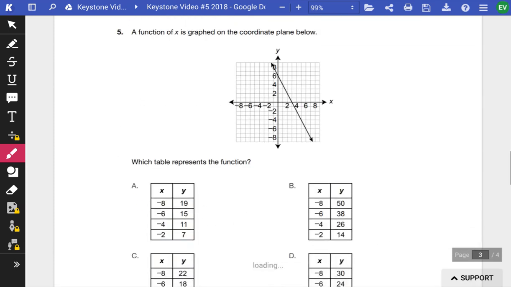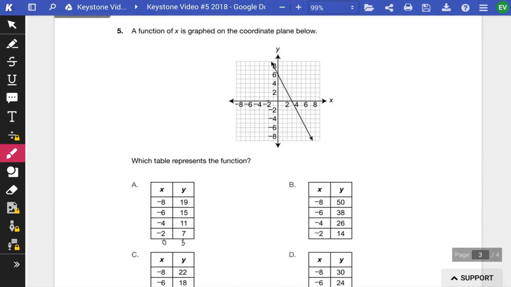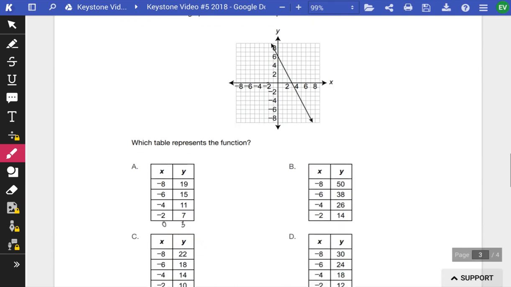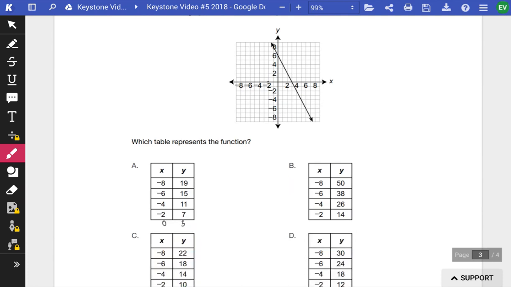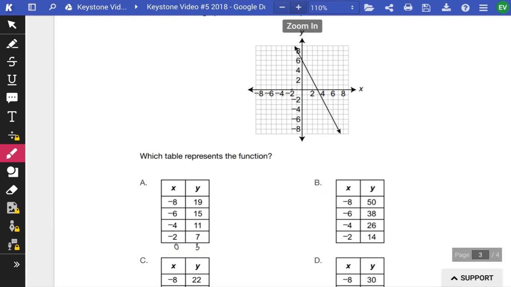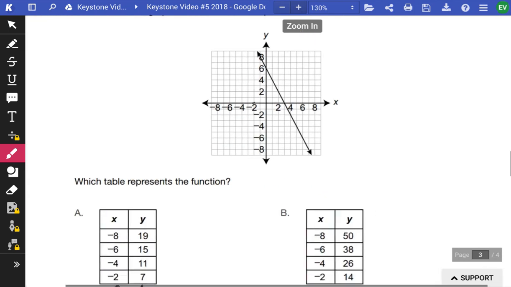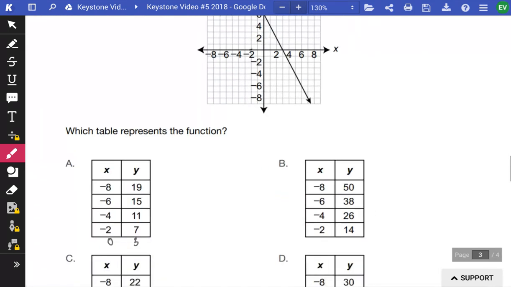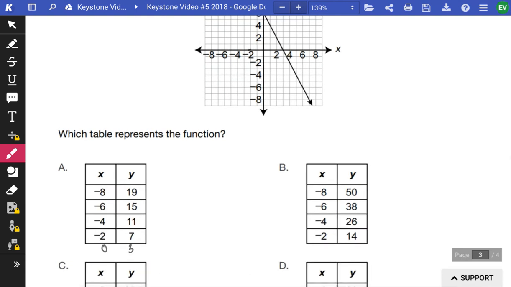Next question. A function of x is graphed on the coordinate plane below. So which table represents the function? In order to look at the function in a little bit more detail, why don't we double check the slope? Okay, so let's find the slope.